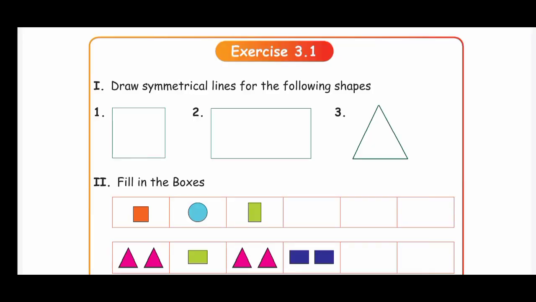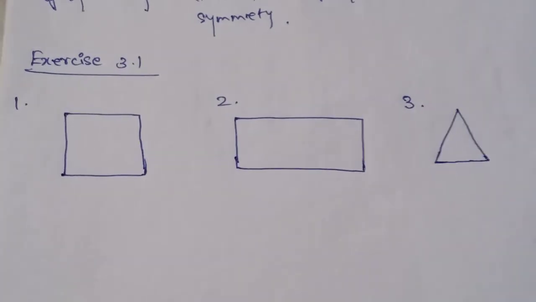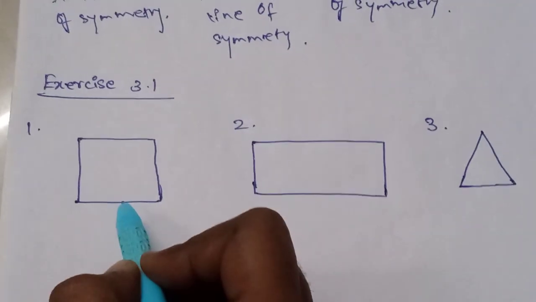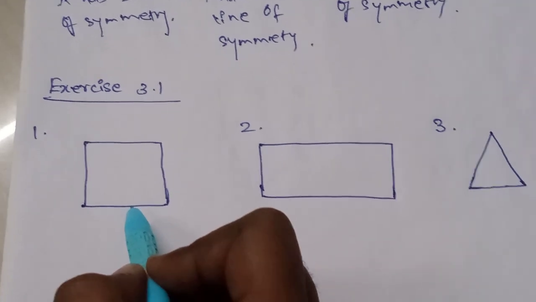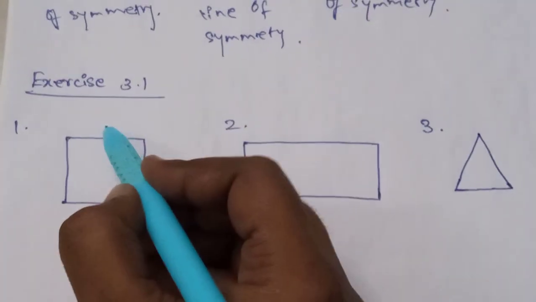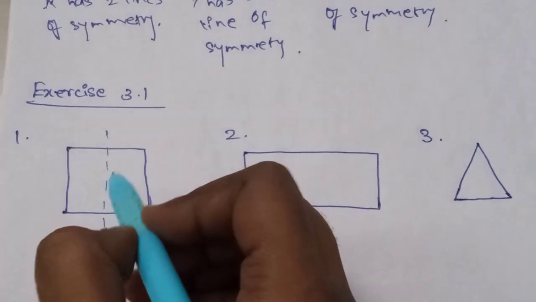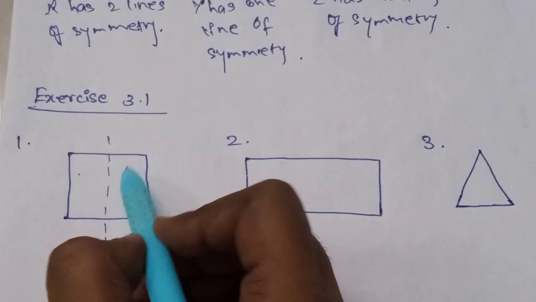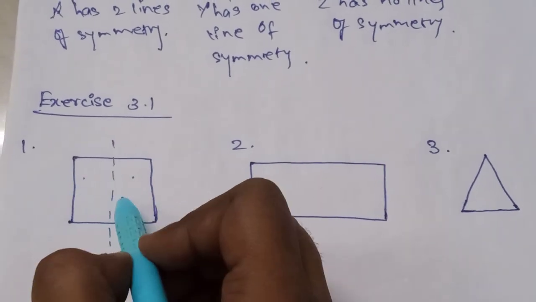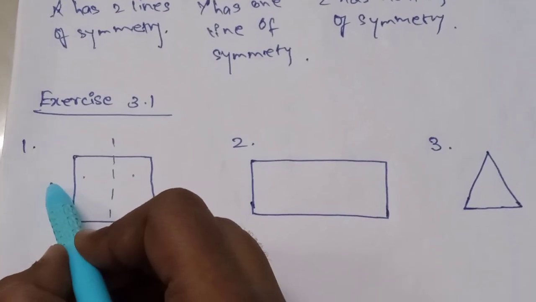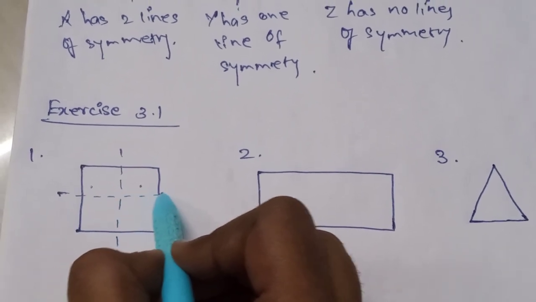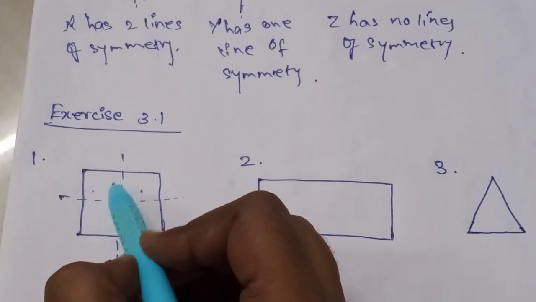Let's see the next exercise. Exercise number 3.1. First, draw symmetrical lines for the following shapes. So, first one, square. How can we draw a symmetrical line for a square? First, we can divide it in the center. So this side and this side are equal. A square has all the sides equal. Then, if we split it in this way, it is also equal on both sides.